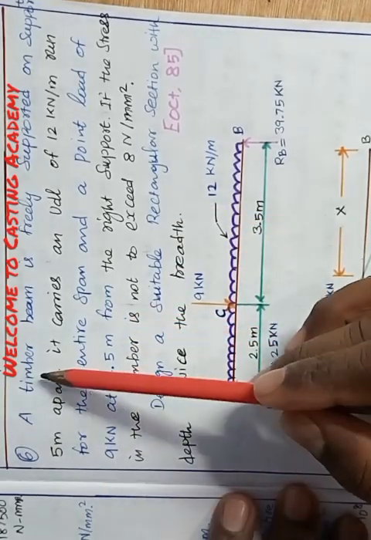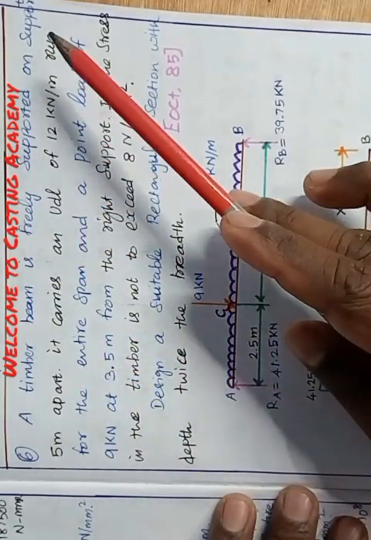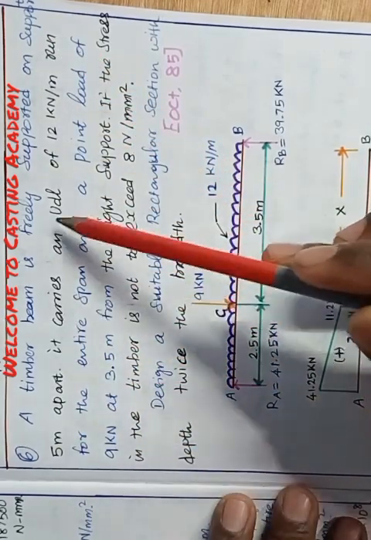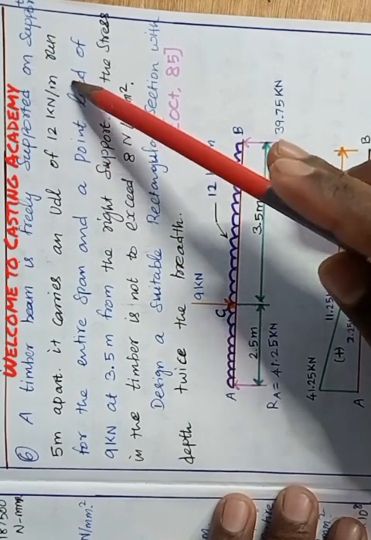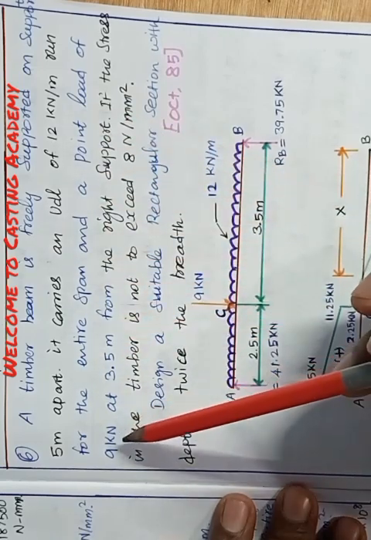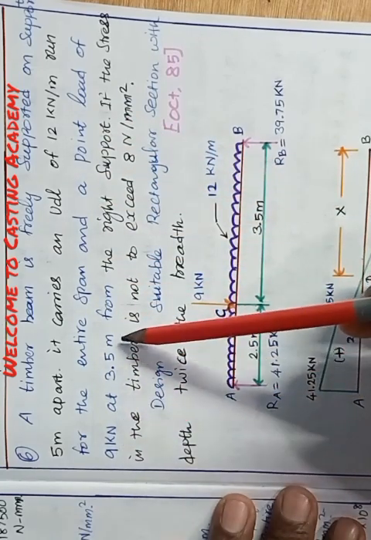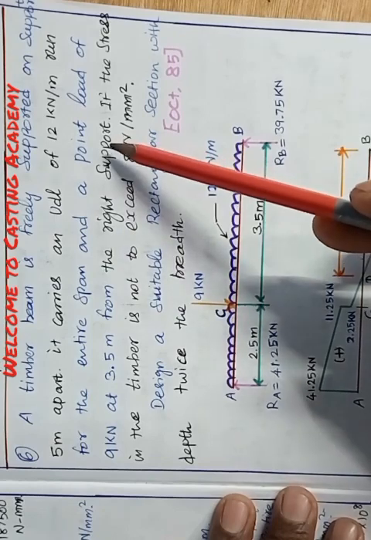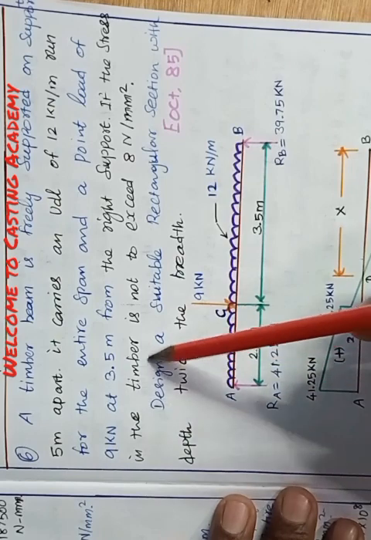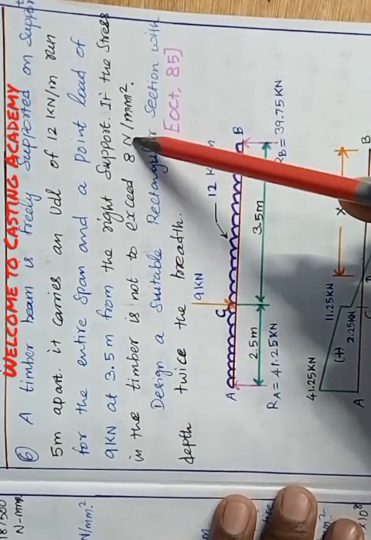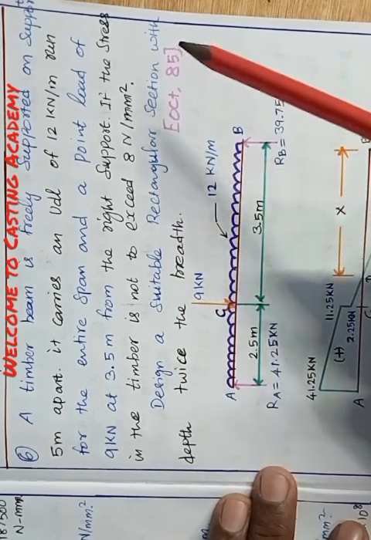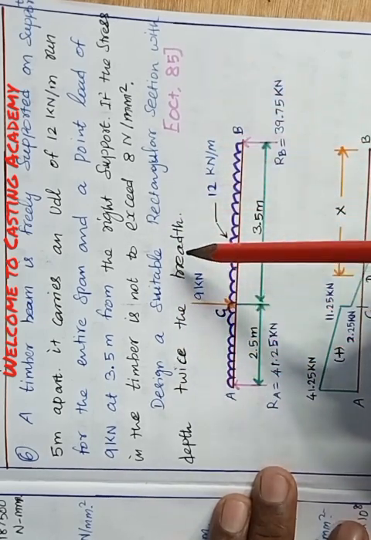Next problem. A timber beam is freely supported on supports 5 meter apart. It carries a UDL of 12 kN per meter run for the entire span and a point load of 9 kN at 3.5 meter from the right support. If the stress in the timber is not to exceed 8 Newton per mm square, design a suitable rectangular section with a depth twice the breadth.